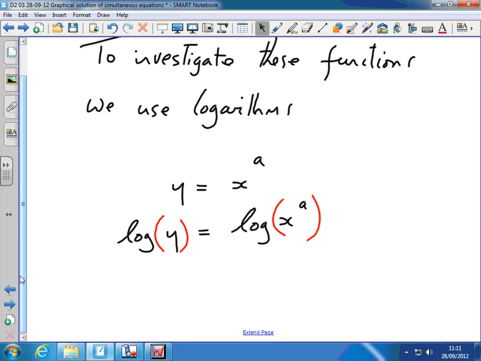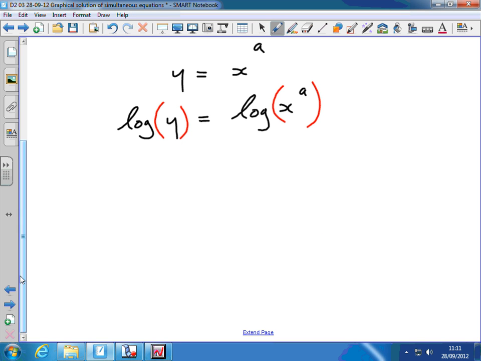And logarithms are to do with powers. And the laws of logarithms enable us to play around with this thing. So the laws of logarithms. In fact, what we'll do is we'll put the laws of indices and logarithms together, because they are combined.